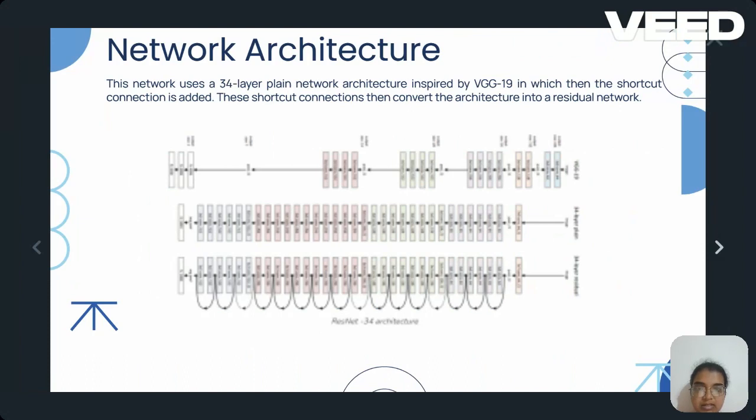Network architecture. The network uses a 34-layer plain network architecture inspired by VGG19, in which the shortcut connection is added. The shortcut connections then convert the architecture into a residual network.